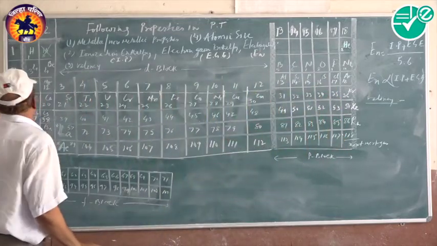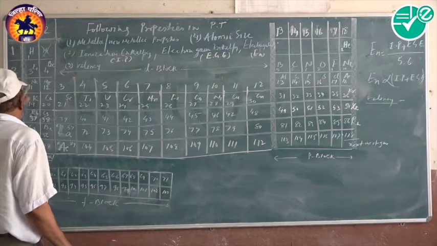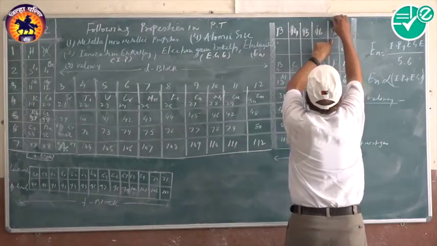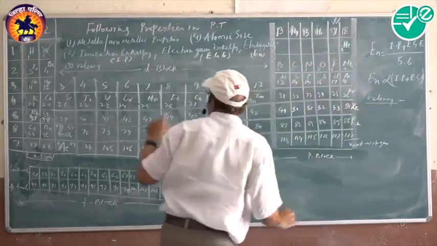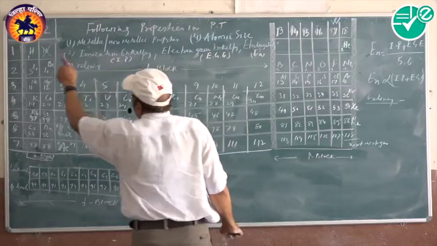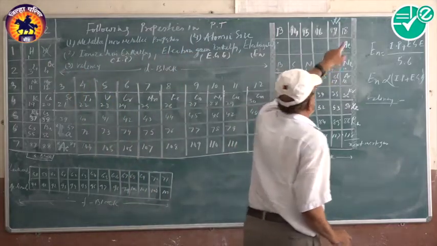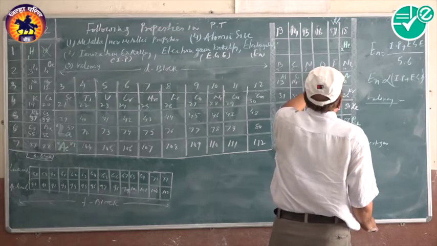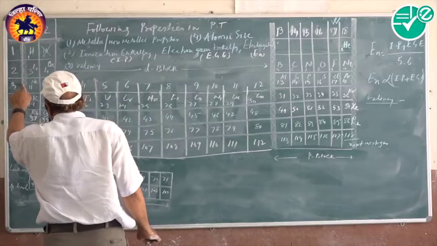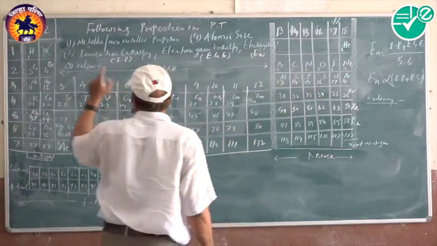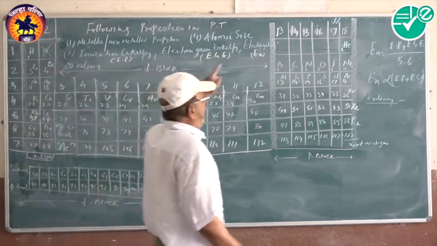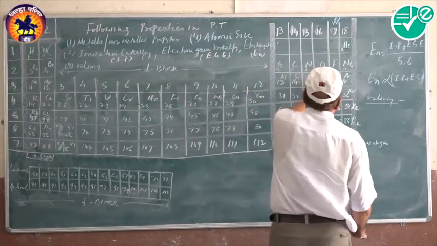Therefore, from left to right, the size of elements goes on decreasing up to group 17, not including the noble gases. From left hand side to right hand side, from first to 17, the size of atoms decreases because this is metal, male, and this is non-metal, female.